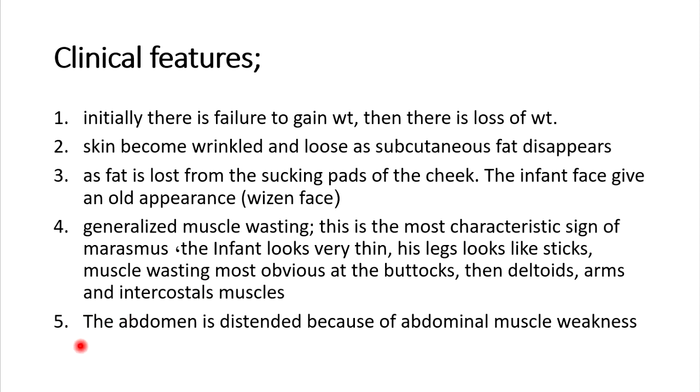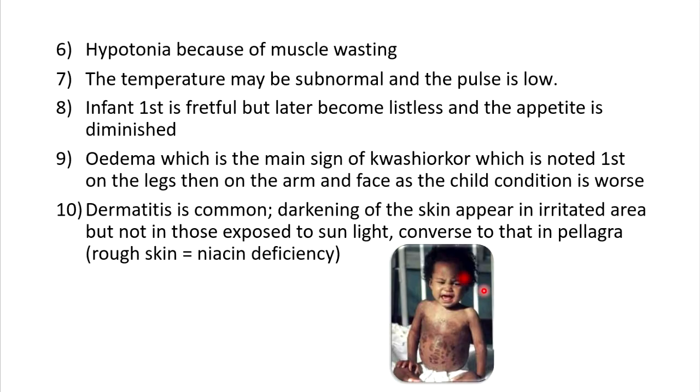Number 5 in the clinical features, the abdomen is distended because of abdominal muscle weakness. Number 6 in the clinical features, hypotonia because of muscle wasting. Number 7, the temperature may be subnormal and the pulse is low. يعني liable for hypothermia or bradycardia.